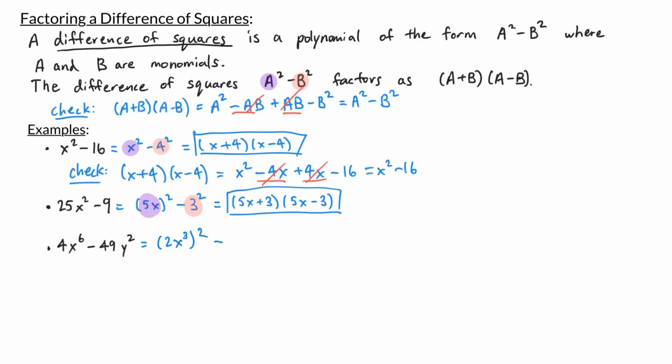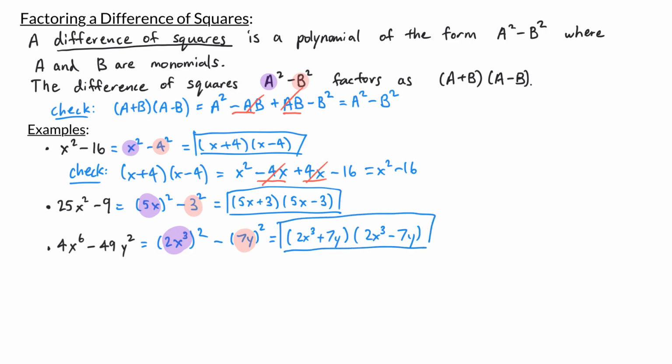Then we have minus 49y squared. Can we think about 49y squared as some monomial times itself? And again, we can think about this as 7y times itself. So I'll write this as 7y squared. So in this example, our a is 2x cubed and our b is 7y. Once we've identified our a and b, we can write down our factorization as a plus b times a minus b. So that's going to be 2x cubed plus 7y times 2x cubed minus 7y. So that's how we factor 4x to the 6th minus 49y squared.